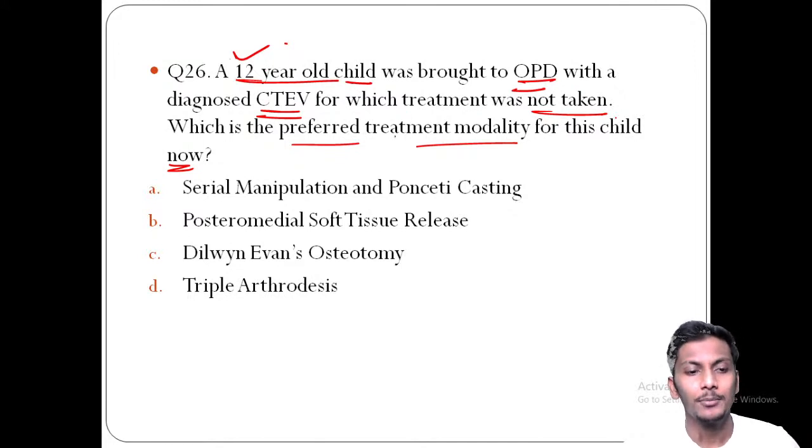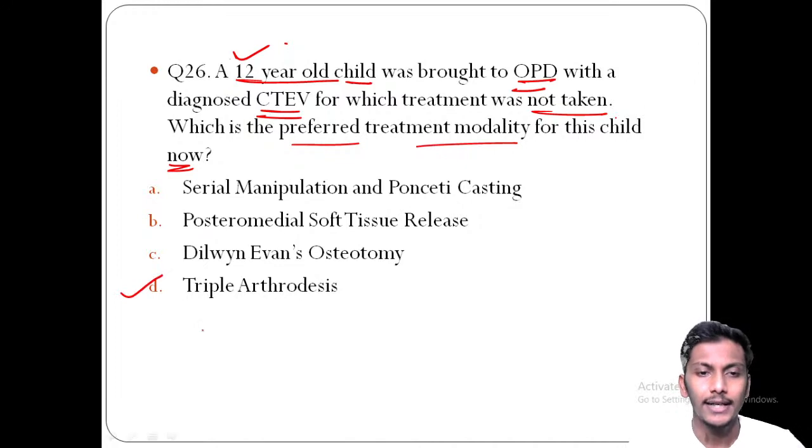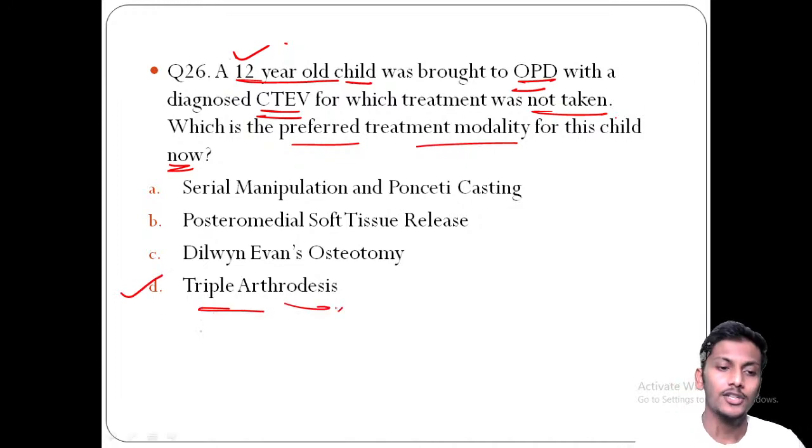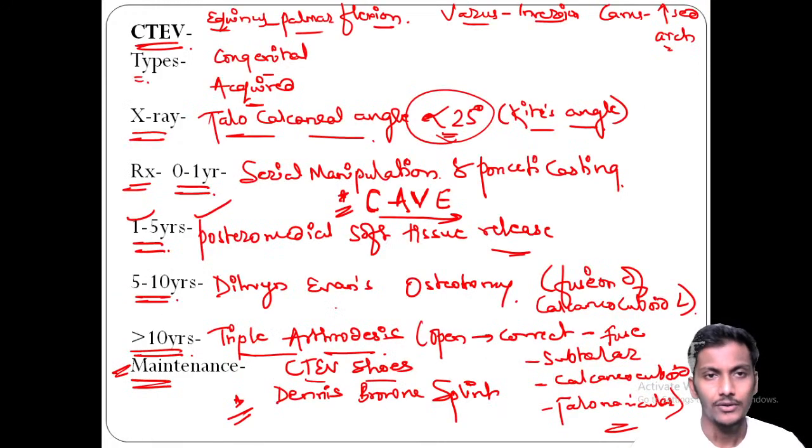Which is the preferred treatment modality now? So the preferred treatment modality in this condition would be option D, that is triple arthrodesis, because the child is more than 10 years of age, right?